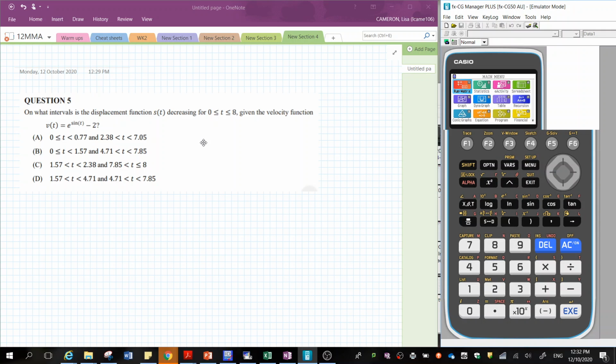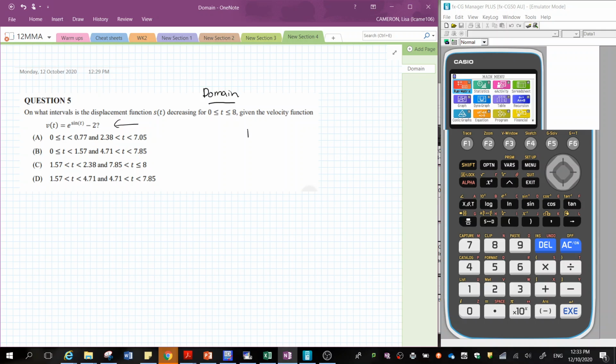Okay, question 5. On what intervals is the displacement function, s(t), decreasing for 0 ≤ t ≤ 8, given the velocity function, which is right here? So what it's really asking us to do is use this part here as our domain, and we are going to graph this function.